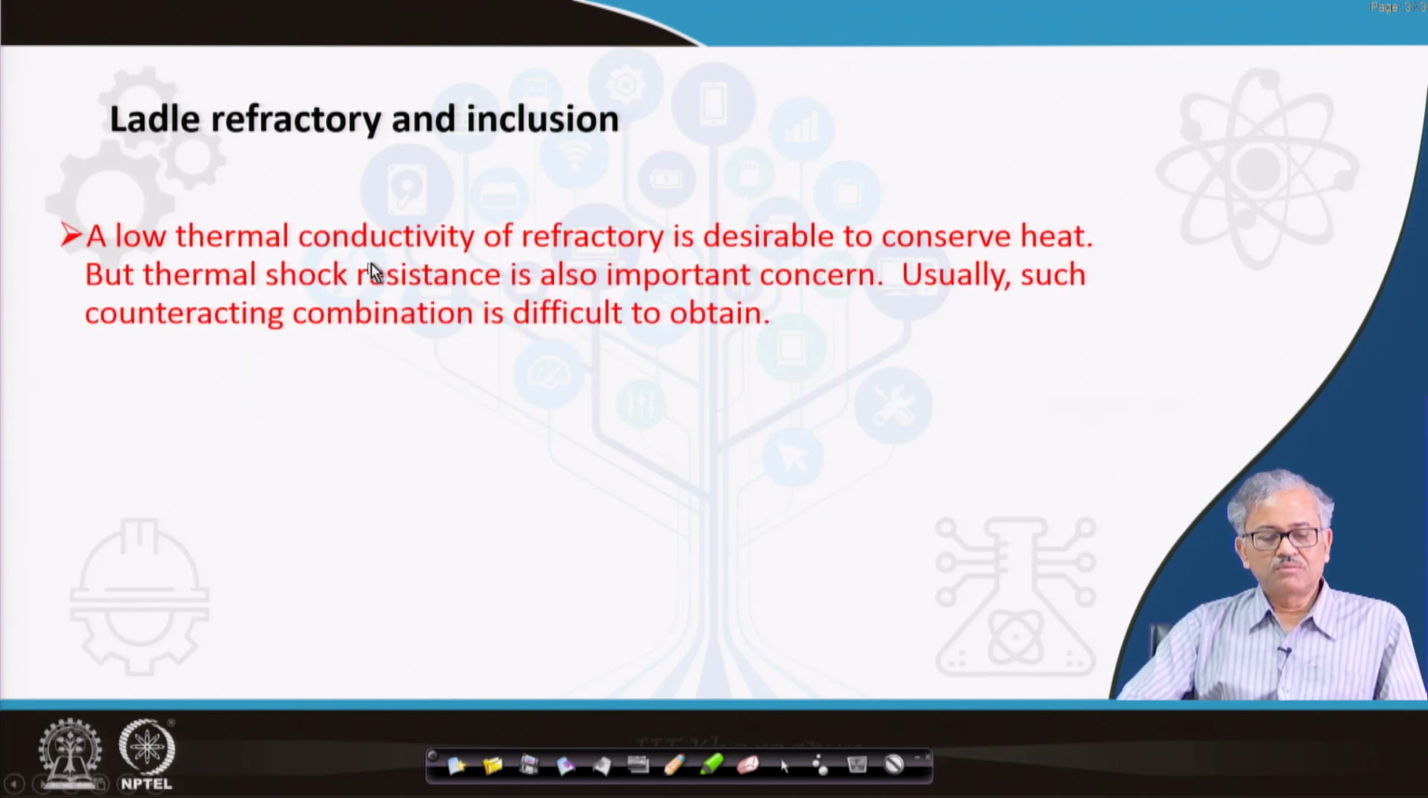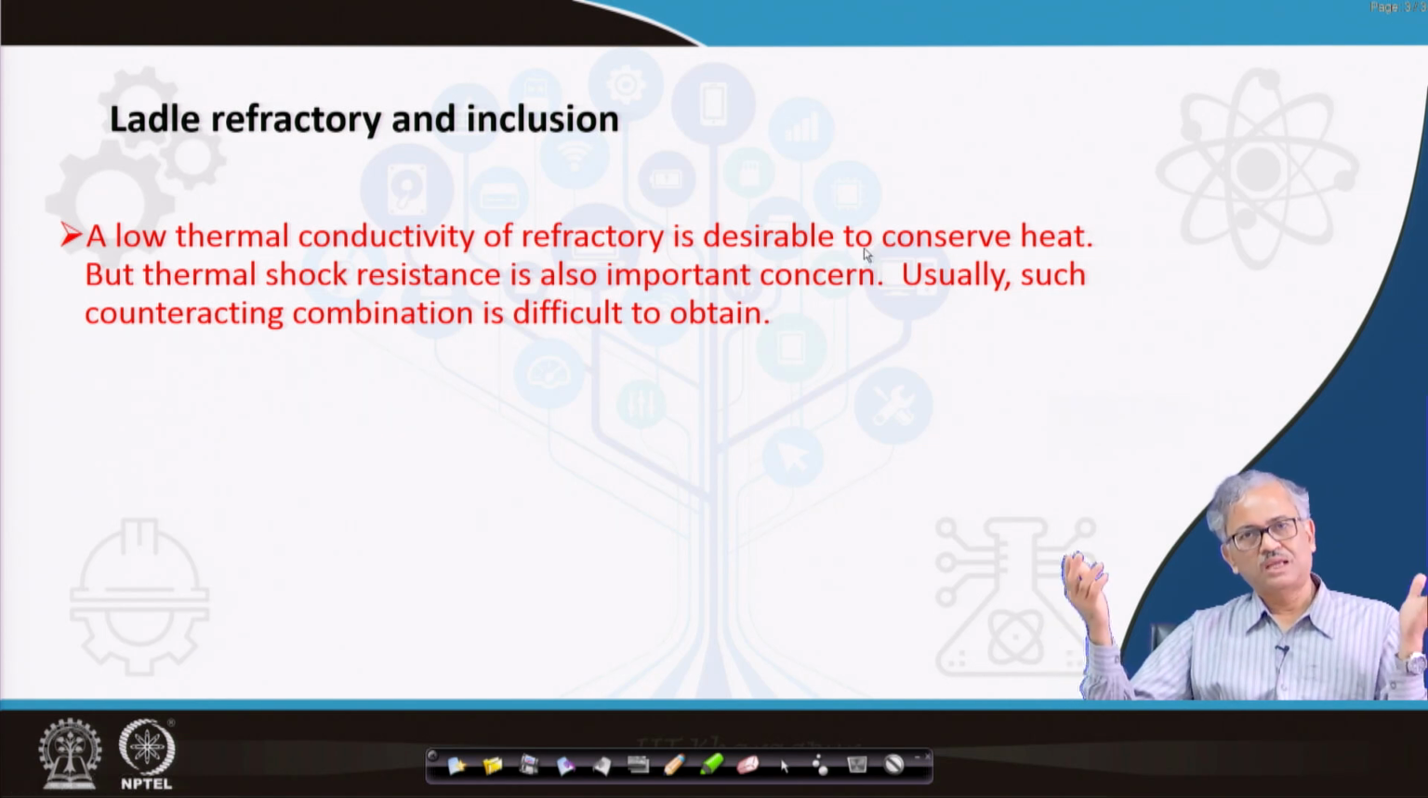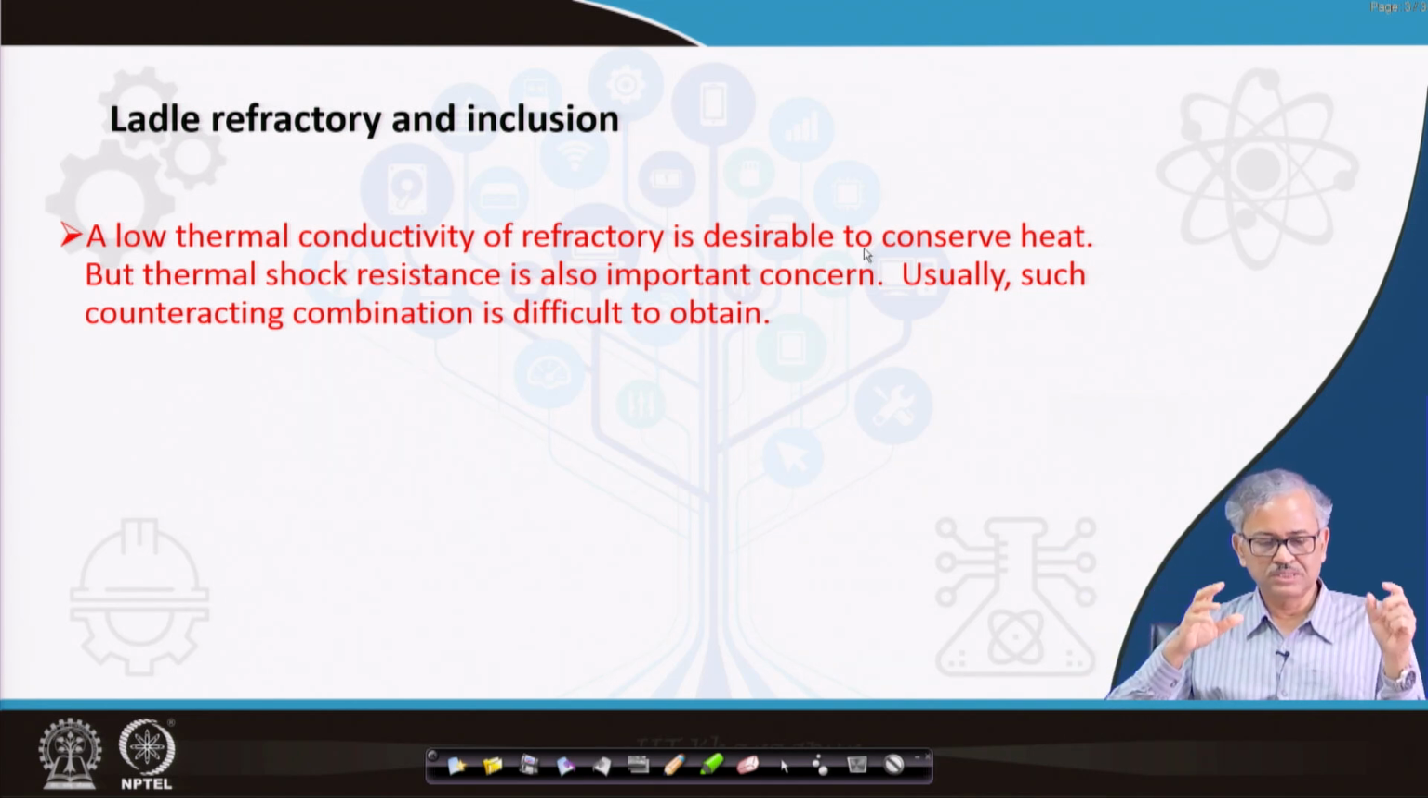A low thermal conductivity refractory is desirable obviously everywhere. The refractory lining's conductivity should be low, such that it does not allow too much heat through. You can conserve the heat. That is the basic idea of the refractory.